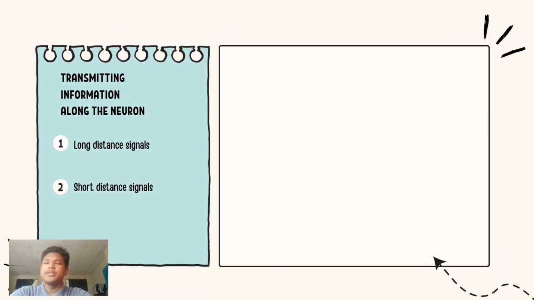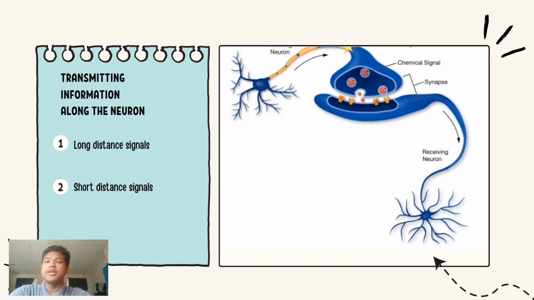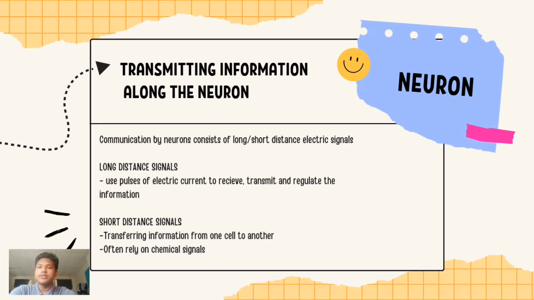Okay, now we are going to transmitting information along the neuron. There are two types of signals in the neuron. First, long distance signals, and the second is short distance signals. Okay, now we are going to the long distance signals and short distance signals. First, long distance signals use pulses of electric current to receive, transmit, and regulate information. Second, short distance signals transfer information from one cell to another.